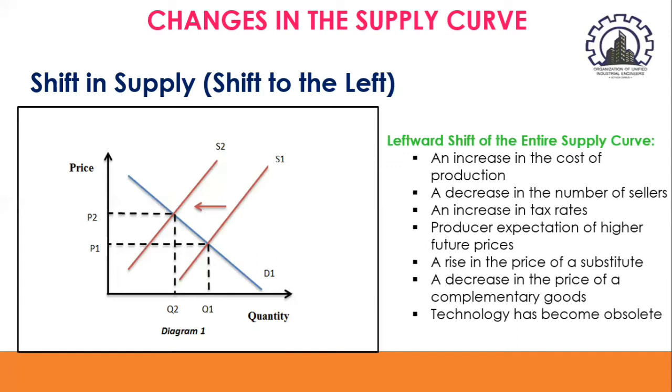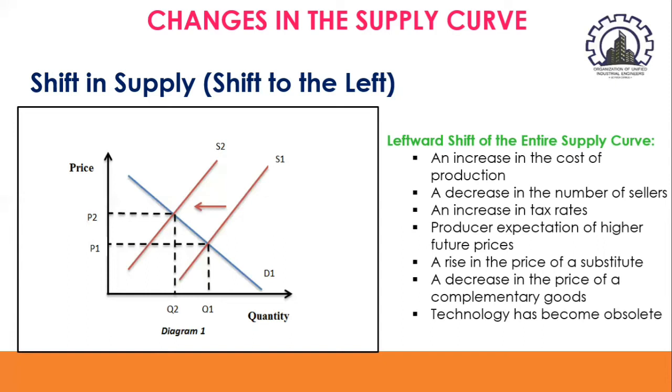And another, producer expectation of higher future prices. For example, if a producer thinks that they cannot make any profit on their products a few weeks from now, then of course, they will only manufacture less. So in that case, there will only be few supplies. That will definitely make your supply curve shift to the left.